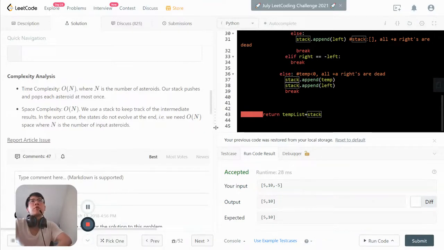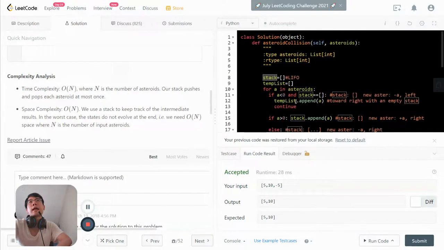So it's a pretty straightforward question, and if we know that we need to use a stack, this one is not that difficult. And yeah, this is my solution.